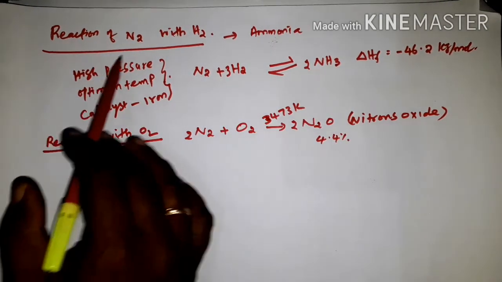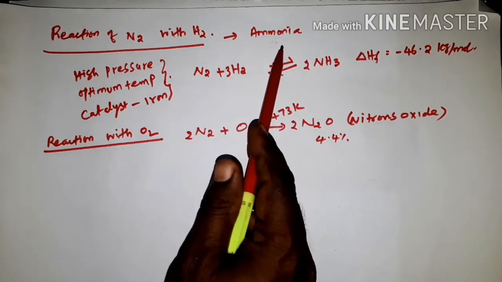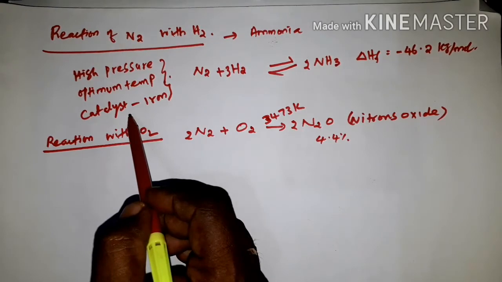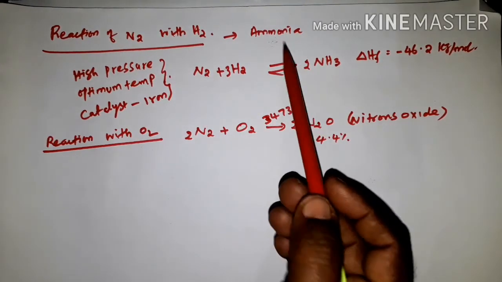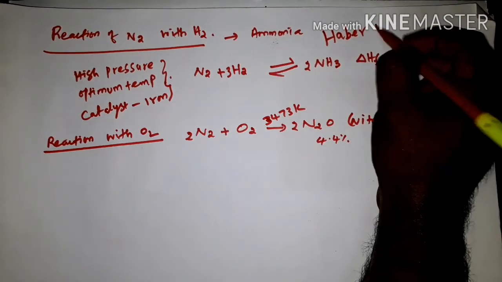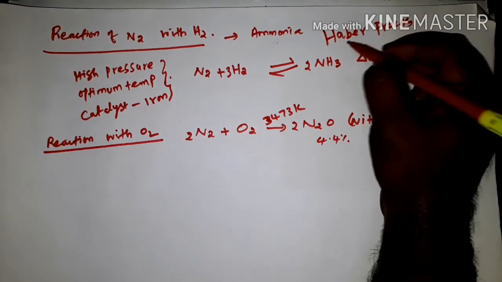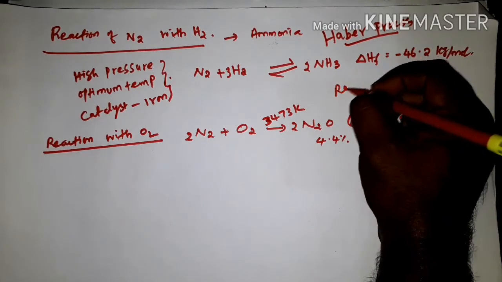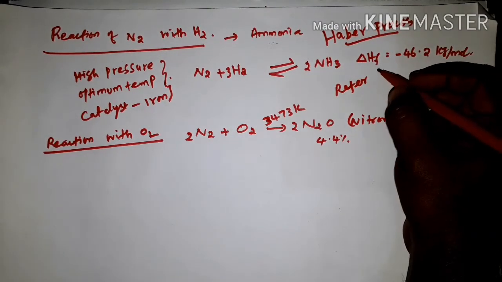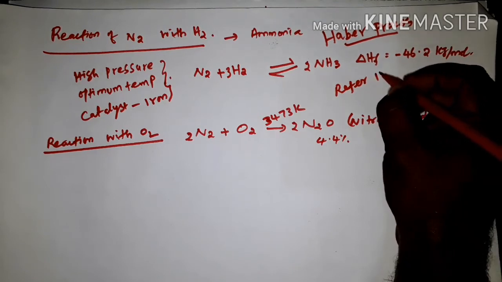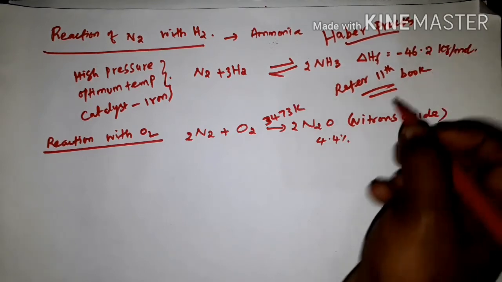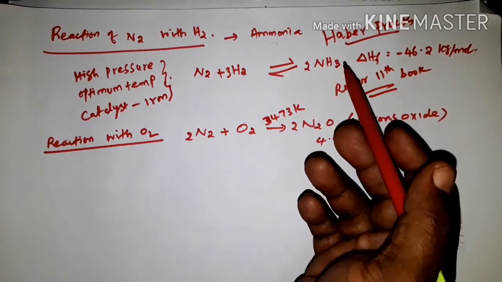Nitrogen can combine with hydrogen to produce ammonia. The conditions are high pressure, high temperature, and iron is the catalyst. We are getting ammonia. This process is known as the Haber process. Refer to class 11. Here I can explain, but it will take some more time, so better refer to the 11th book, the Haber process and Le Chatelier's principle.